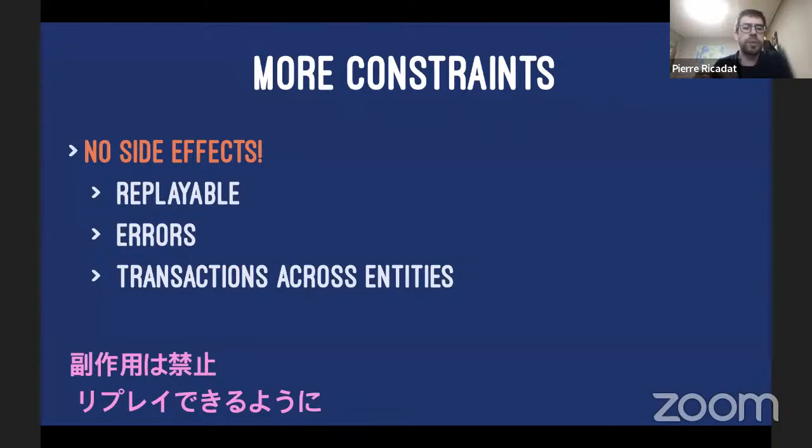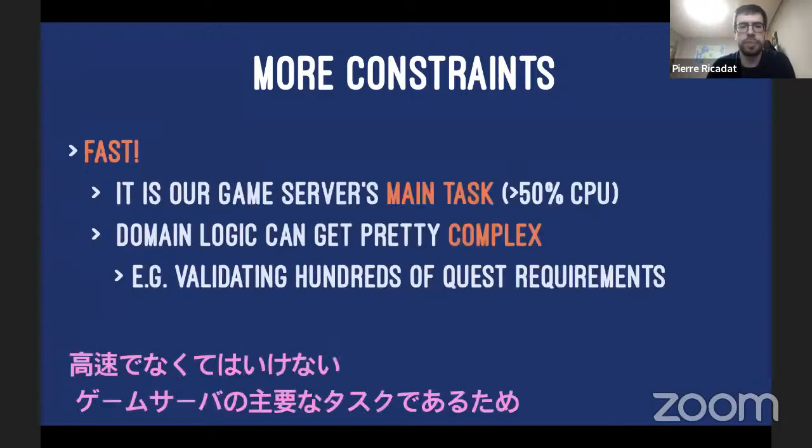We also have the concept of transactions across entities, so between two different users or a user and a guild. If the command succeeds on one side but fails on the other side, we want the transaction to fail, and we also don't want any side effect in that case. If we want side effects, we run them after the events have been persisted, so not in this part of the code.